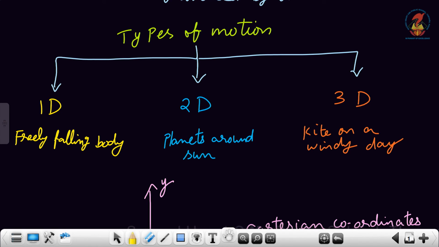So for one-dimensional motion, I can say motion in a straight line, example freely falling body. Two-dimensional motion, I can say motion in a plane, planets around the sun. And the third case, I can say three-dimensional motion, the motion in space, example kite on a windy day.